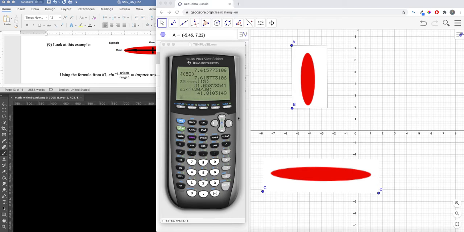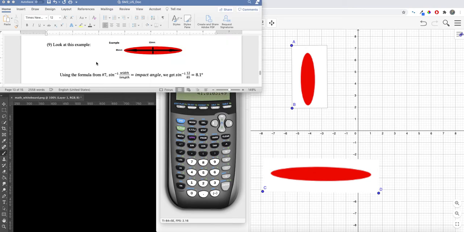Hey math kids, we're going to go real quick over the blood splatter analysis stuff that's on this homework assignment. There's a quick example included in the homework document. We can see there's an inverse sine and then the width and the length. Just make sure that your length is the longest of the two. So even if it's oriented this way, your length is going to be up and down, or if it's like this, it's going to be left to right.